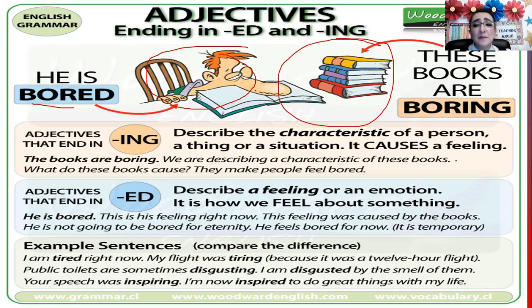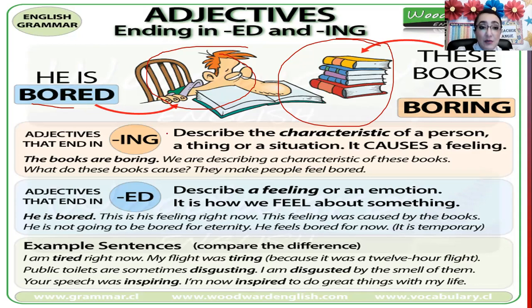It is something temporary. Los adjetivos que terminan en ed van a describir el sentimiento o la emoción, cómo se siente la persona respecto a algo. Por ejemplo, he's bored. Él está aburrido. This is his feeling right now. Ese es su sentimiento ahorita. Él se está sintiendo así a causa de los libros, ¿no? No va a estar aburrido por toda la eternidad. Se siente aburrido por el momento, es temporal.